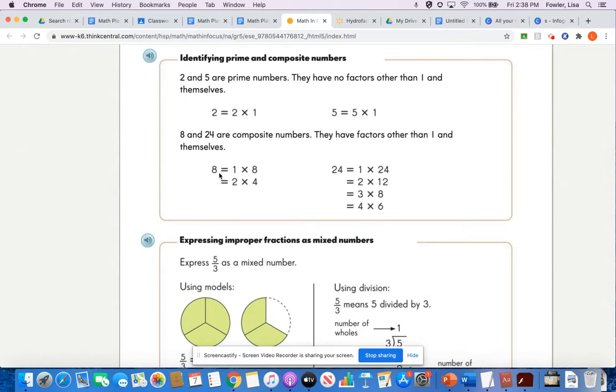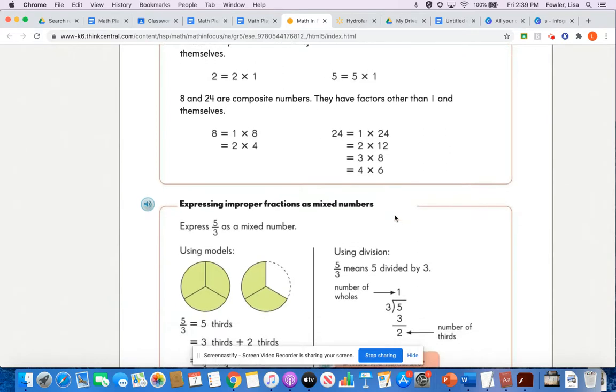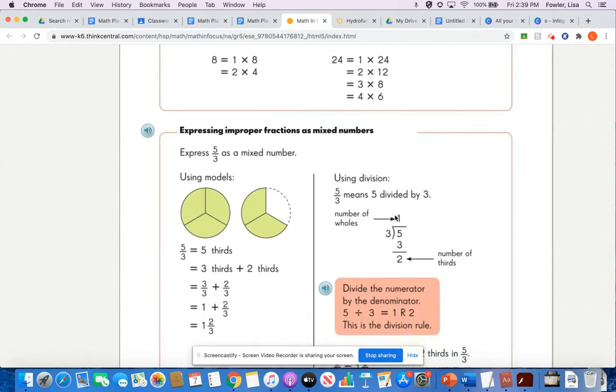So 8, one factor is 1, one factor is 8, another factor is 2, and another factor is 4, because 1 times 8 is 8, and 2 times 4 is 8. So these are all factors, 1, 8, 2, and 4. 24 has more factors. So you can get 24 by multiplying 1 times 24, or by multiplying 2 times 12, or 3 times 8, or 4 times 6. These are all factors of these composite numbers.